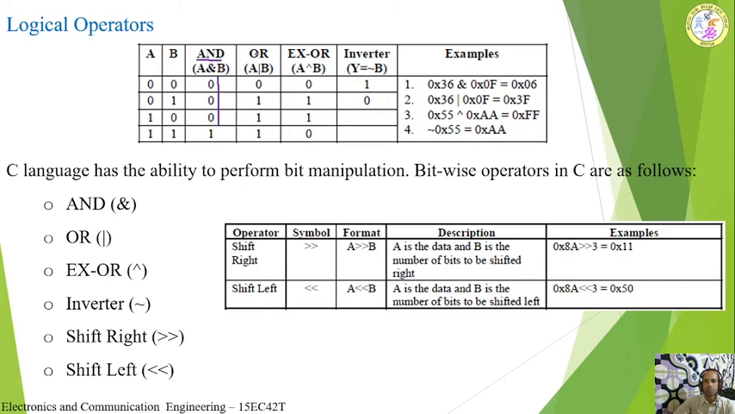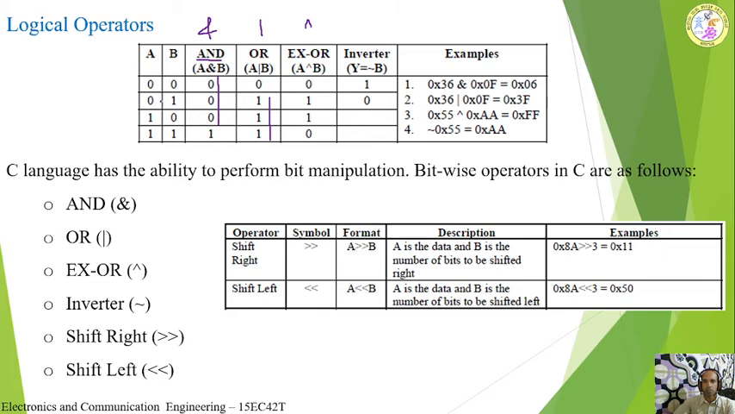For the AND operation, we are going to use the ampersand symbol to perform the AND operation in C programming. Whereas for the OR operation, we are going to use the straight line, A OR with B. We know for the OR operation, when both the inputs are 0, then only the output is 0. For all other cases, the output is 1. And XOR operation is denoted with the cap symbol, so A cap B is the XOR operation.